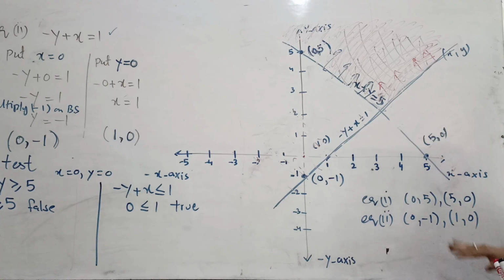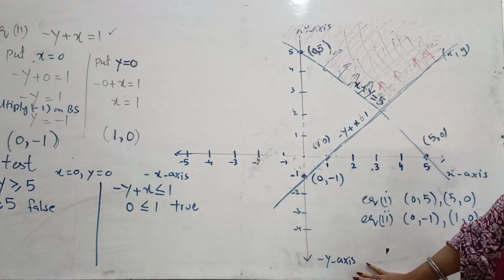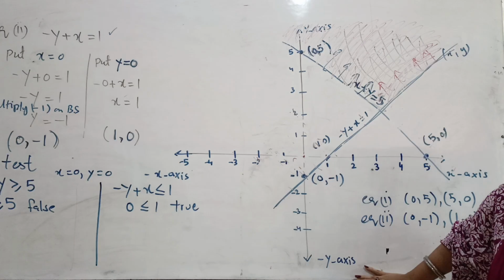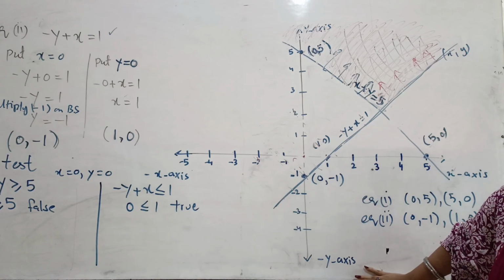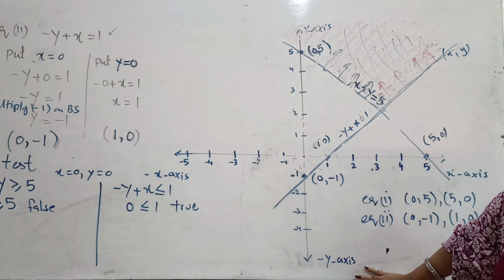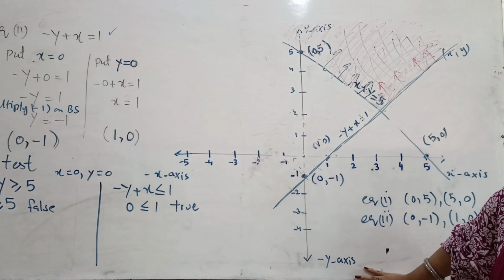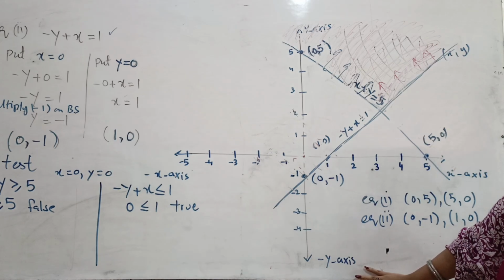I hope you understand. Please note down in your notebooks, and do the remaining parts as your homework. We already did part 1 in class. So the remaining parts follow the same procedure. First you have to write these inequalities as the corresponding equation. Then take the first equation and put x value 0, you will get the y value, and then put y equal to 0 and you will get the x value.